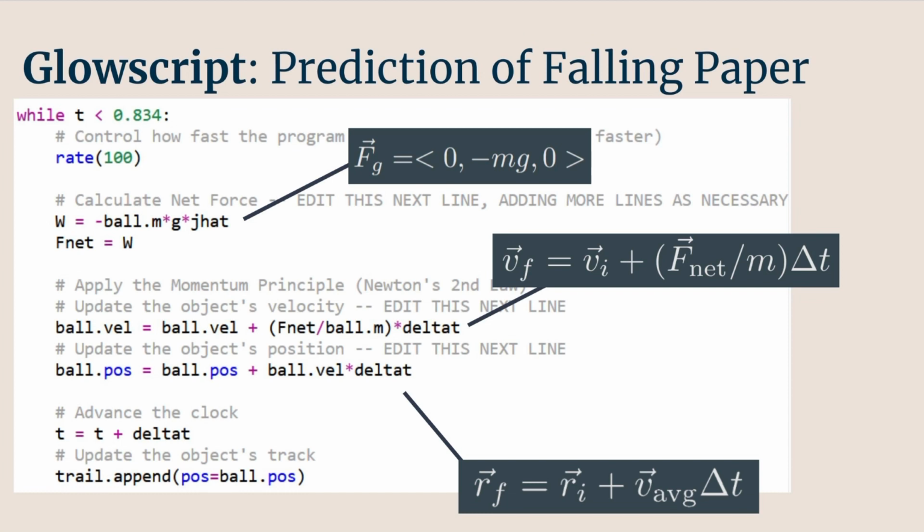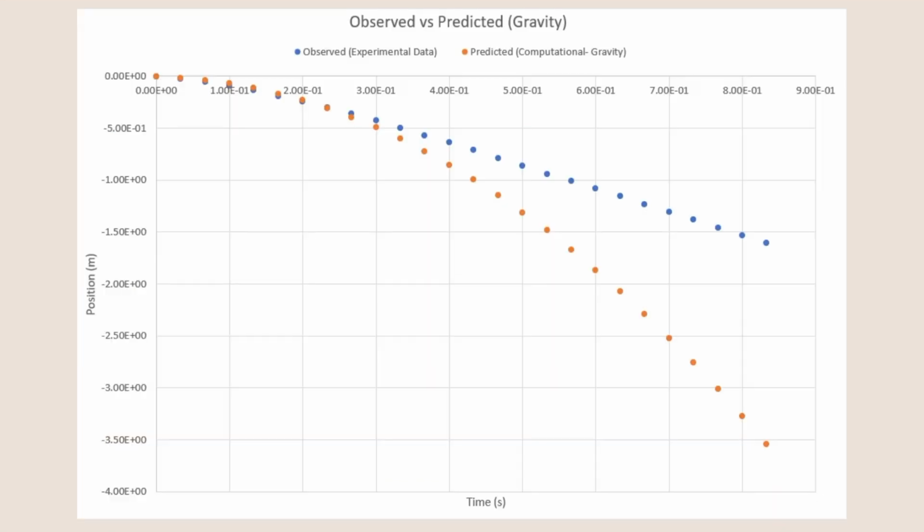You can also see that I've included Newton's second law in the position update formula so we can predict the object's velocity and position. Here's the graph of both the observed position and predicted position as a function of time, with the predicted values only accounting for the force of gravity. Looking at the graph, the computational model initially shares the same points as the experimental model, but after some time, the computational model differs from what's observed and has a steeper slope.